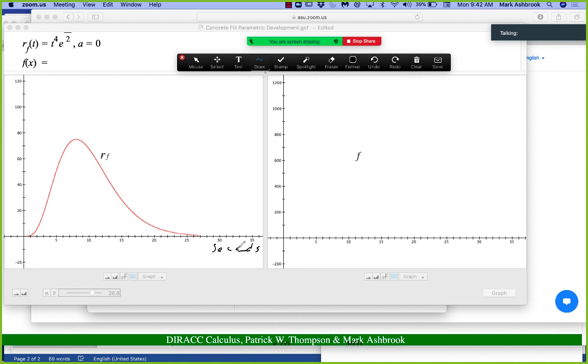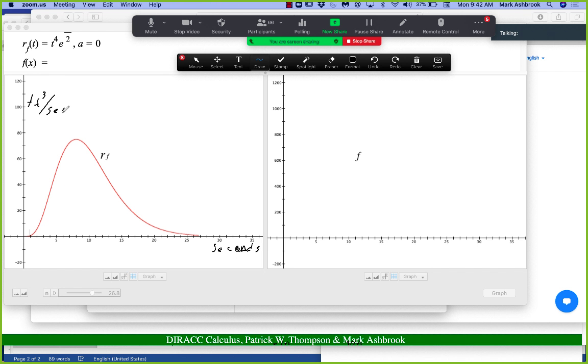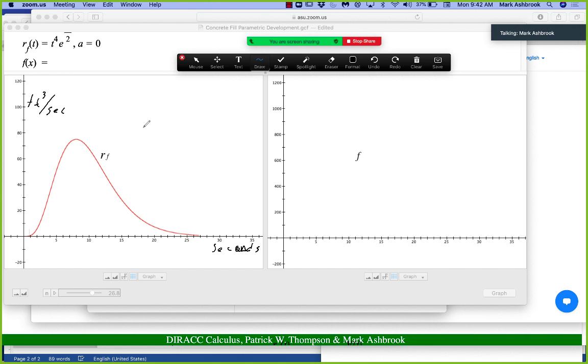Get used to my new writing pad here. So this is time in seconds, and then this is, let's see, meters cubed per second, say, or foot cubed per second. Okay, so the concrete is being poured. This is the rate at which it's being poured at any time since the start of the pour.